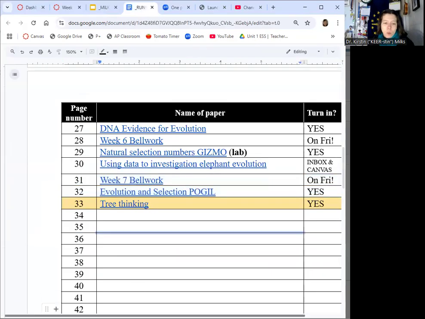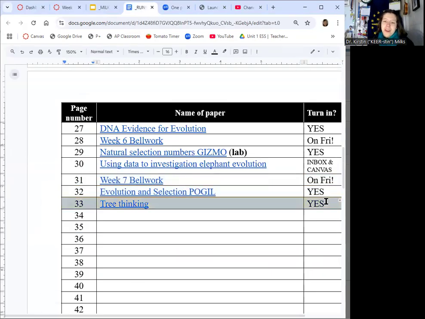So hey, let's take a look at our table of contents page. It's one new entry today. It's called tree thinking, and we are indeed going to turn it in.